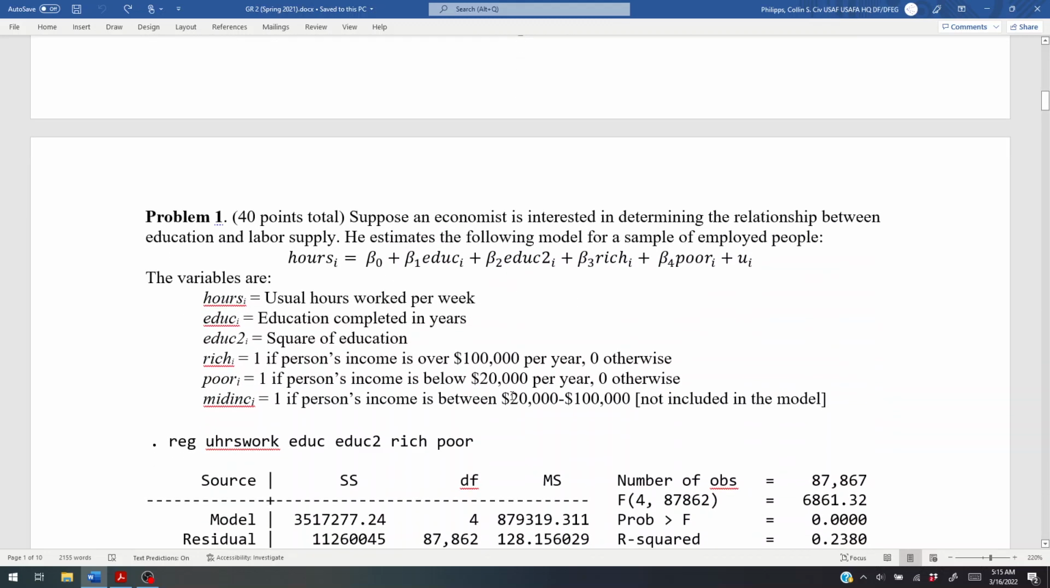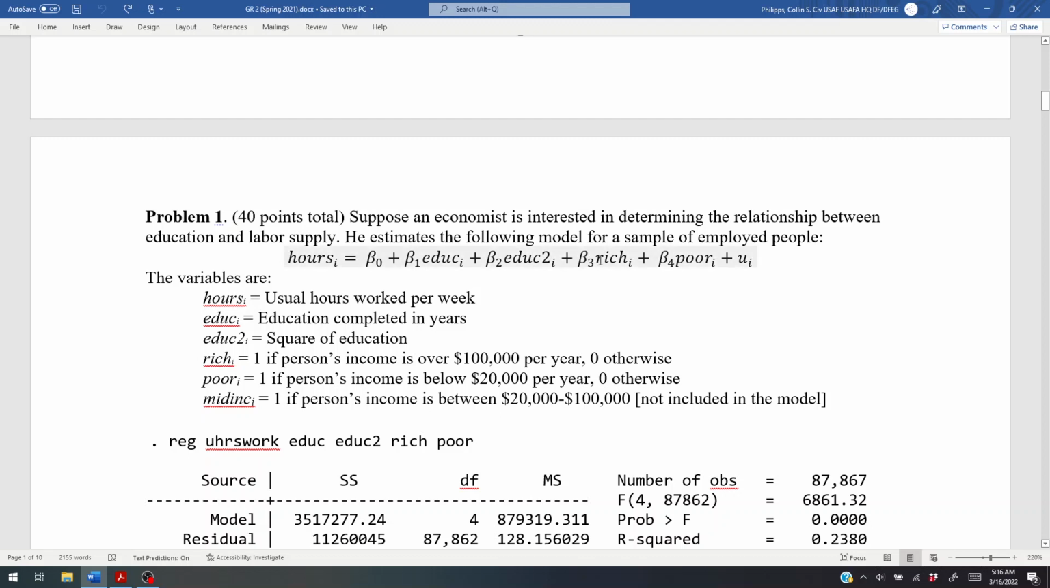Here we go. Problem 1. Suppose an economist is interested in determining the relationship between education and labor supply. He estimates the following model for a sample of employed people. So we've got hours worked, usual hours worked per week, as a function of education. I'm guessing this is years. Yep, just as it usually is. Education in years. Education squared.